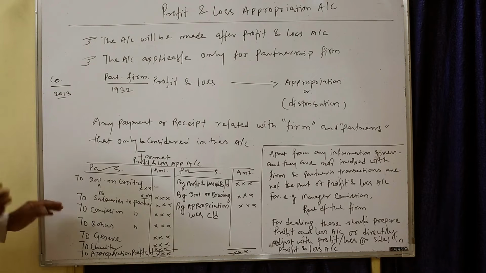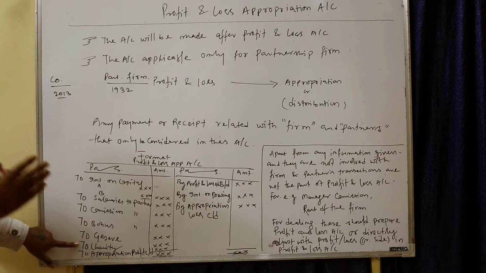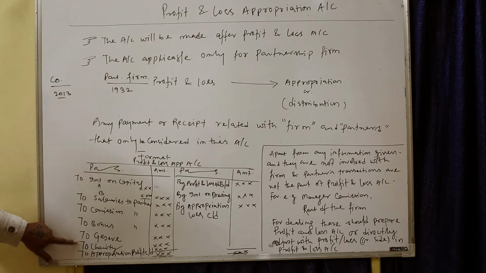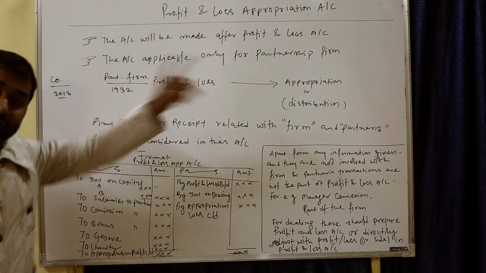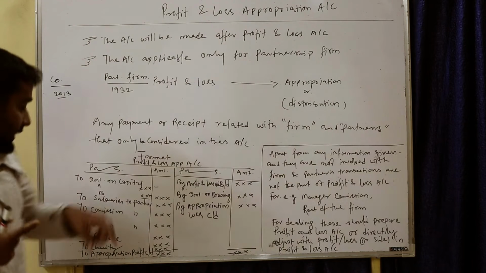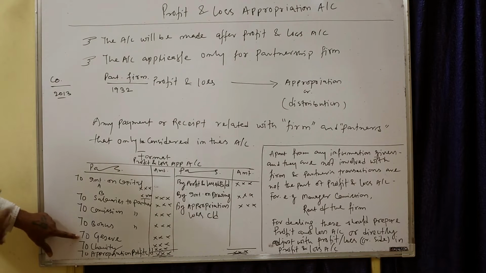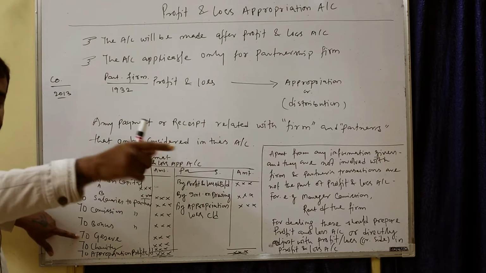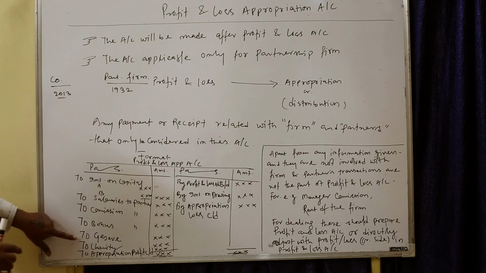You might be confused: sir, reserve and charity are not actually related to transactions between the firm and partners, so why are we considering them here? Think about these two amounts. If I do not consider them, the profit share of the firm would increase. If I consider them here, the profit shares of the partners are reduced. That's why I also treat them in this profit and loss appropriation account.